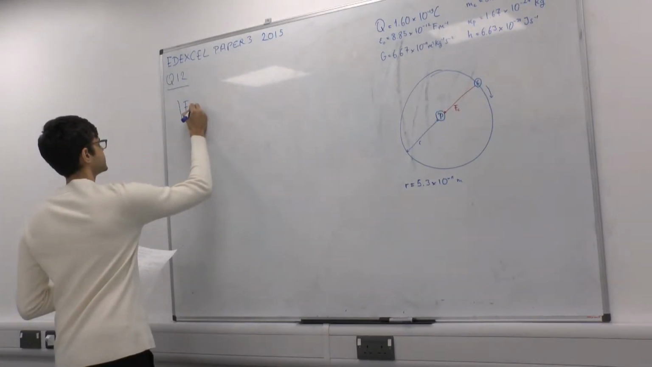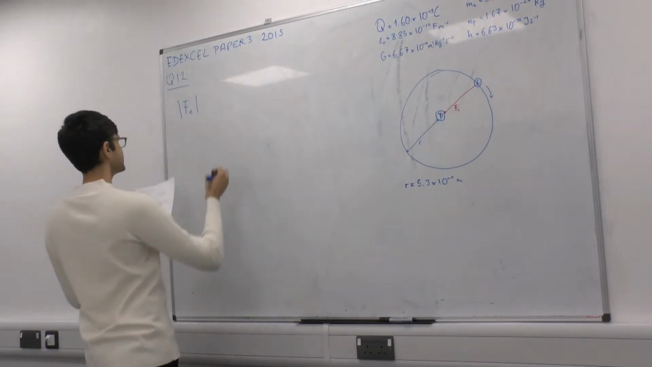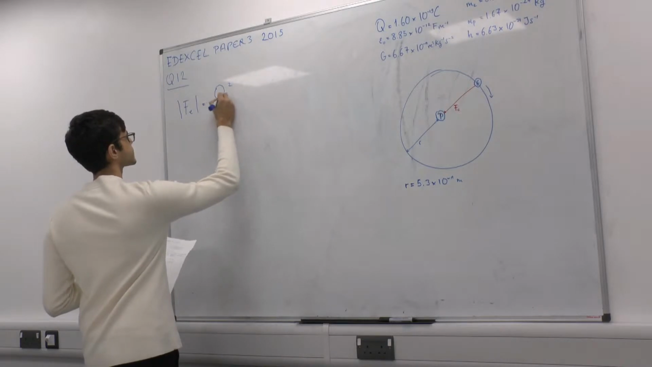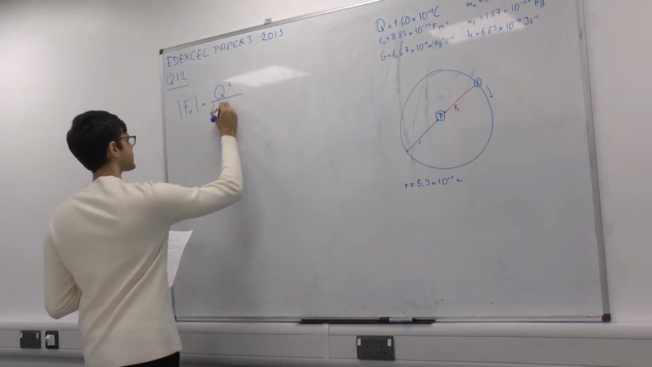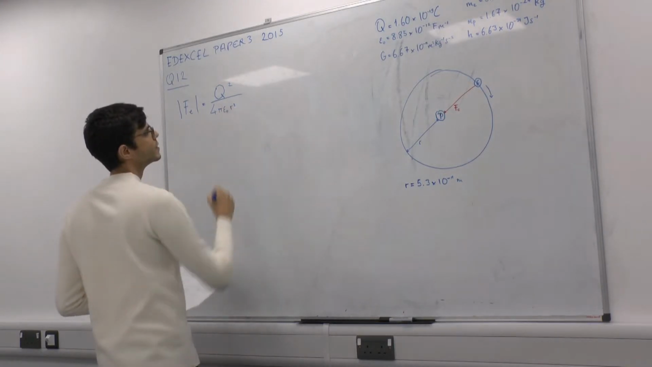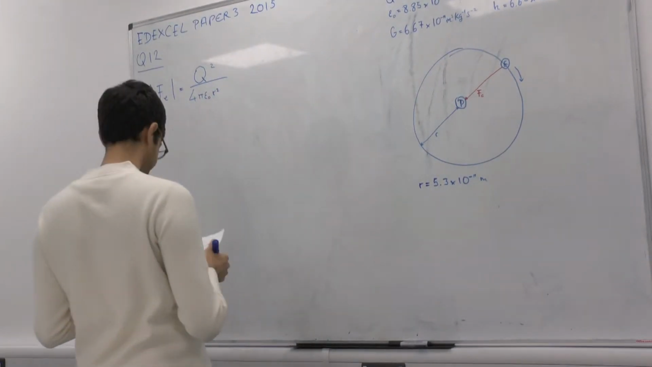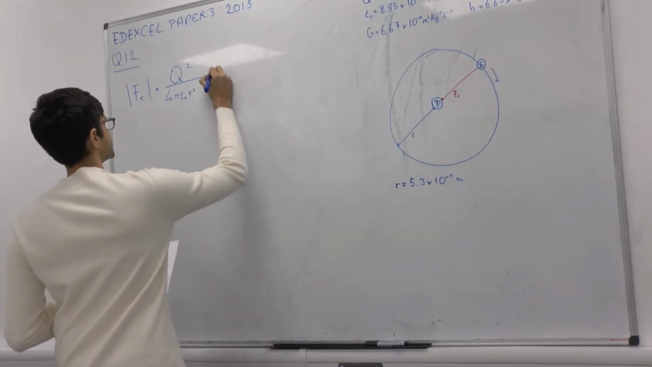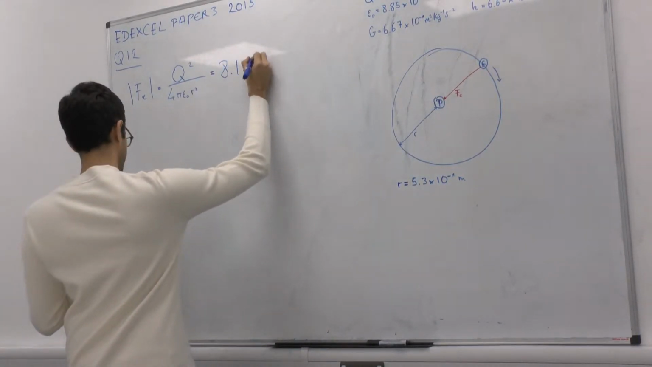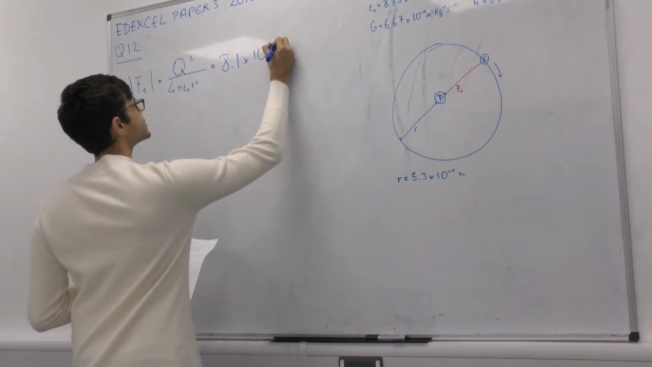The electrostatic force, the magnitude of Fe, is just obtained by using Coulomb's law, which is q squared over 4 pi epsilon naught r squared. The constants are listed here. So plugging this into your calculator, you obtain 8.1 times 10 to the minus 8 newtons.